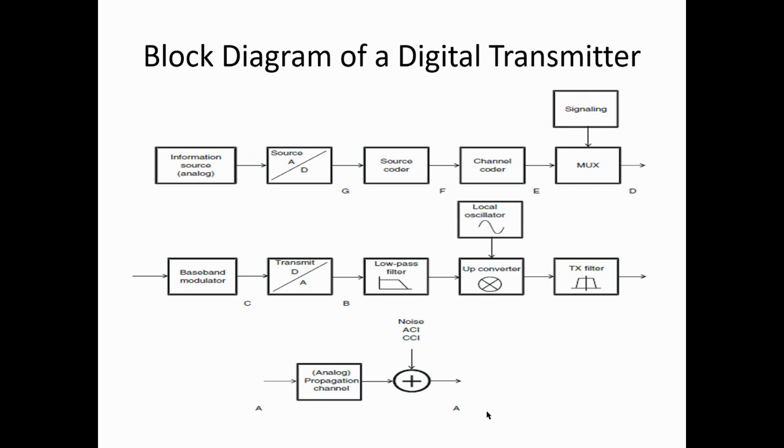And then we have a local oscillator as well as an up converter. The local oscillator gives us the unmodulated sinusoidal carrier, and that is multiplied or combined with our input signal so that it can be up converted, so that it can be transmitted over a larger distance. So for up converting a signal, we are using a local oscillator, and that local oscillator provides an unmodulated sinusoidal wave. And then finally we have a transmitter filter.